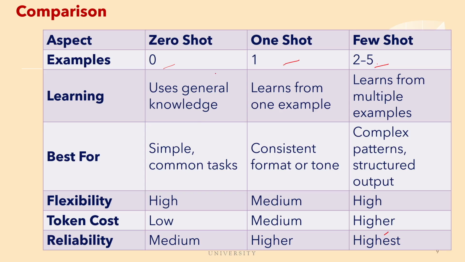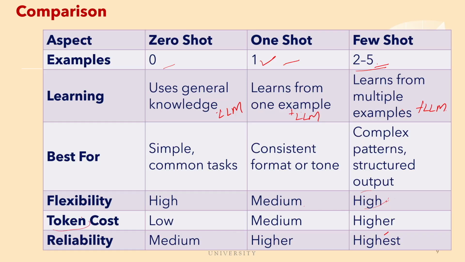For learning, zero shot uses general knowledge within the LLM, one shot learns from one example plus the LLM, and few shot uses 2 to 5 multiple examples plus whatever knowledge it has from the LLM. Zero shot is best for common tasks, one shot is for consistent format or tone, and if we want more complex patterns, we will use few shot. The flexibility is high, medium, and again high. Why? Because the user can tweak whatever he wants.